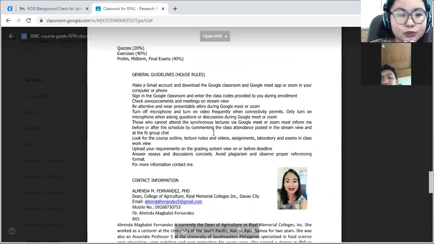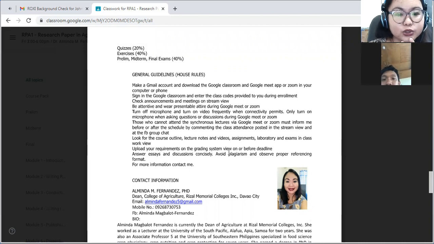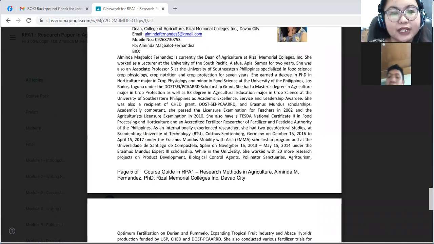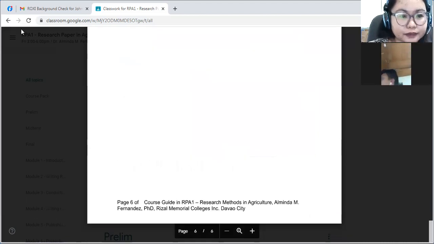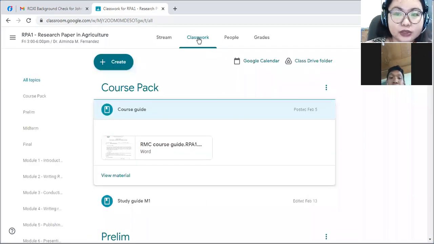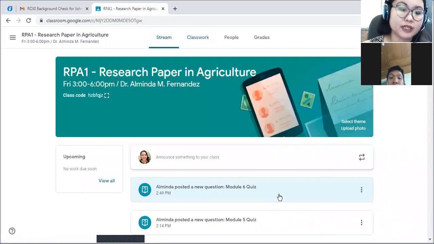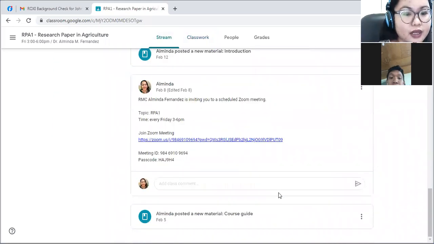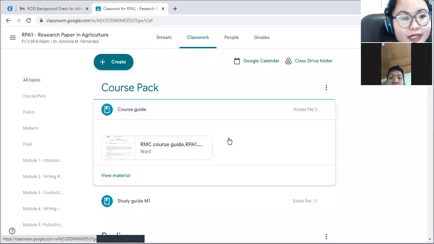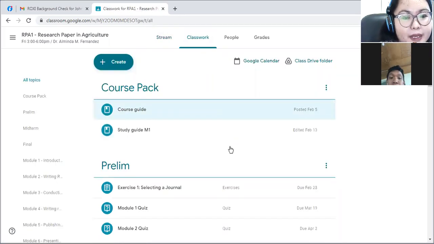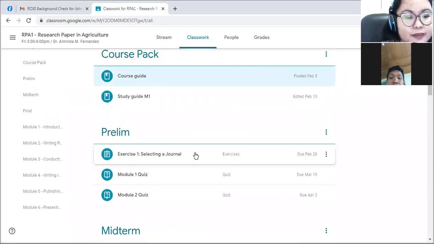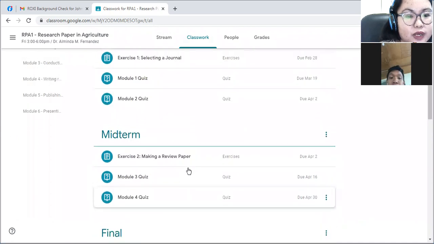The house rules, you just read them, and we will be flexible anyway. That is our course outline, which is also here in the classwork. And in the stream view you can see everything I posted in the classwork, so it's complete, which is also subdivided into prelim, midterm, and final. These are the quizzes.